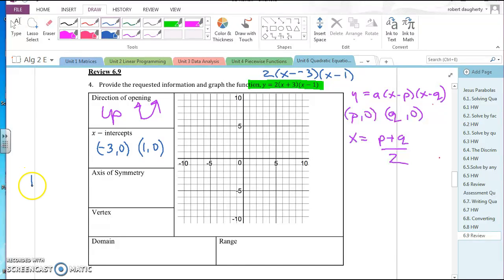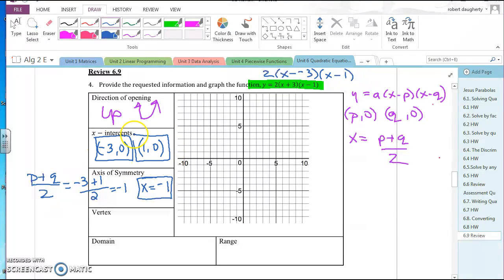Axis of symmetry. So if I look at whatever p plus q over 2 is, that is going to be equal to negative 3 plus 1 over 2, which is just negative 2 over 2, which is negative 1. This is a line, x equals negative 1. Axis of symmetry, that's the equation of a line. X-intercepts, those are points. They have xy coordinates, okay? So x-intercepts at negative 3, 0, right here, and 1, 0. Axis of symmetry is at x equals negative 1. That's a vertical line. So I have that.